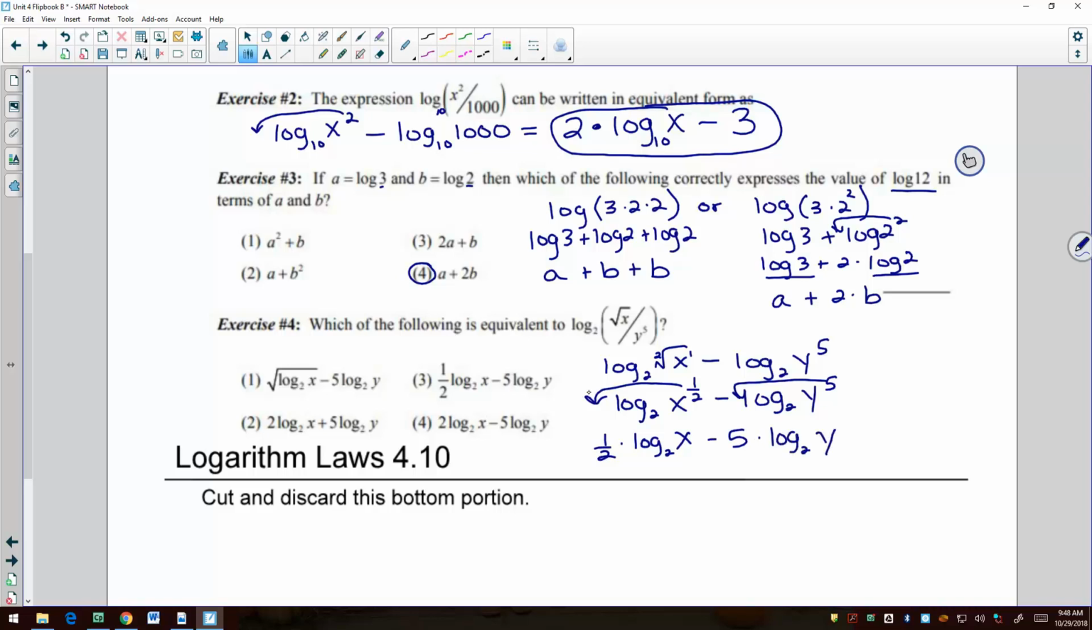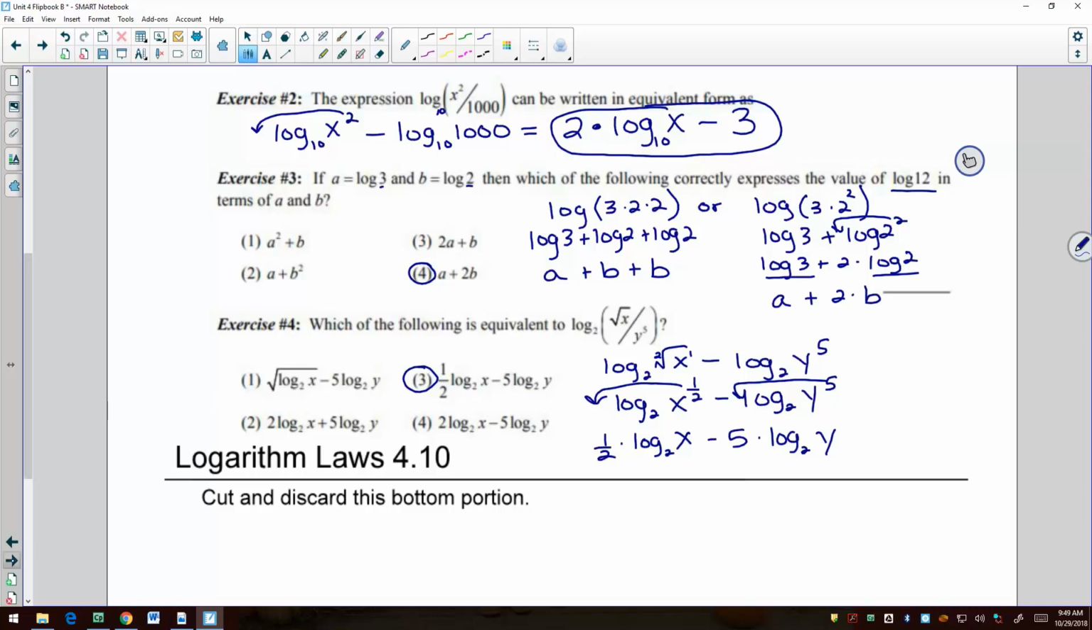which is choice 3. So when you are doing these questions, you are using your rules to simplify or rewrite your logs, and you will see why in the future, because sometimes it is easier to work with logs when we can break them apart, because then we can use our calculator to help us solve these.